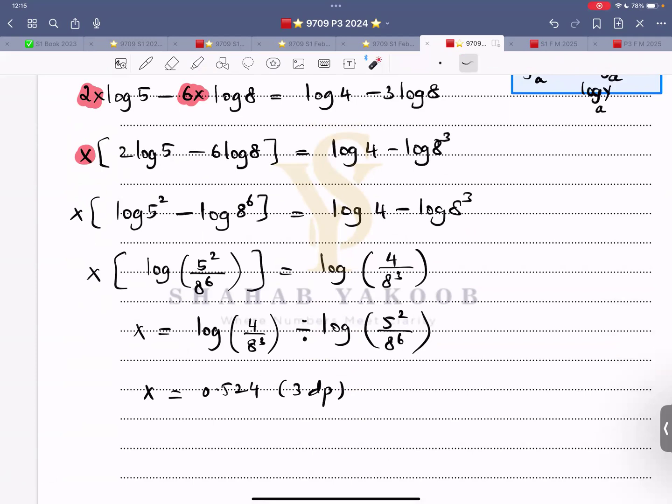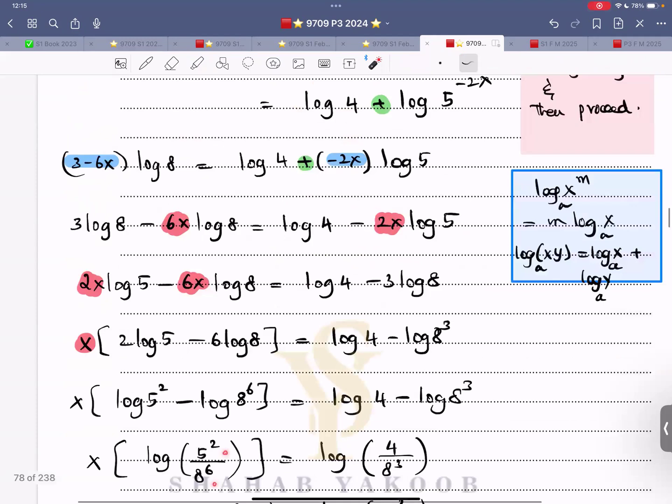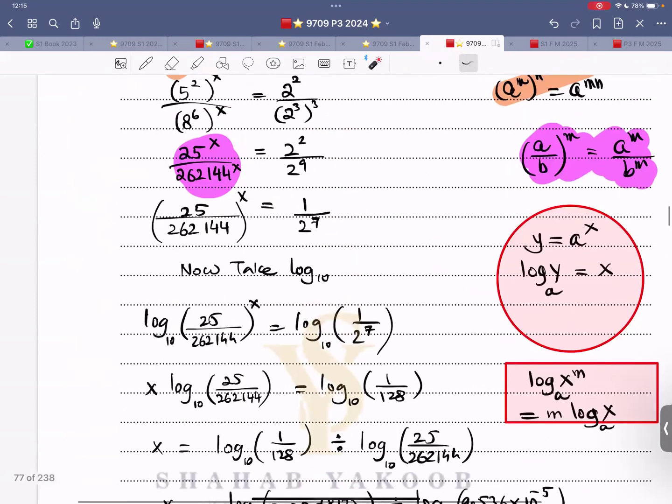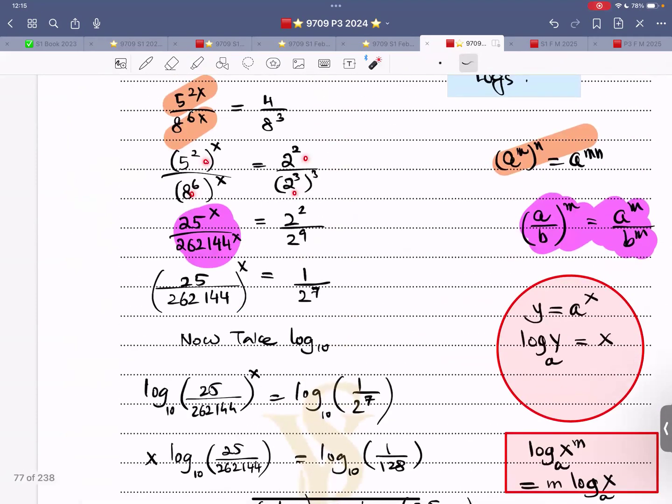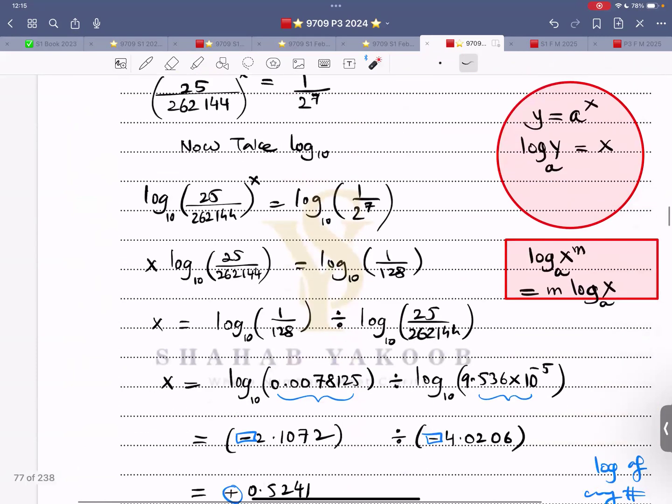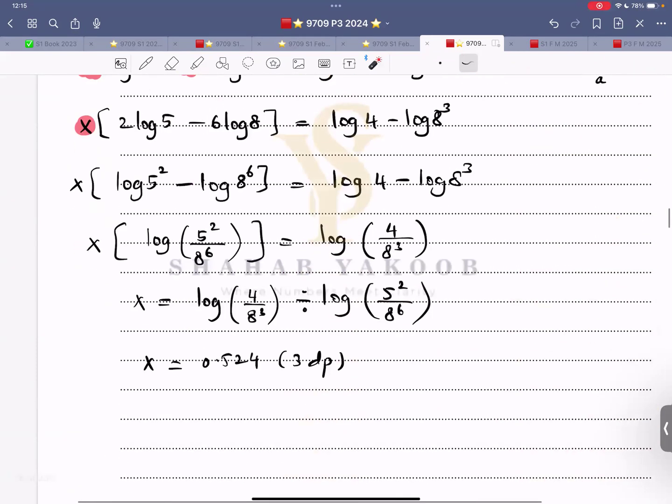Because over here, this 4 over 8 cube and this 5 square over 8 power 6. This is 5 square, 8 power 6, 4 over 8 cube with a cube. And all these things, this is exactly the same thing. This is 2 cube cube. And this is over here. This is power multiplies. Let me just do my small correction over here. This is 8 power 9. I think I wrote it upside down. And then you simplify, and then you get this answer. So it's right over here.